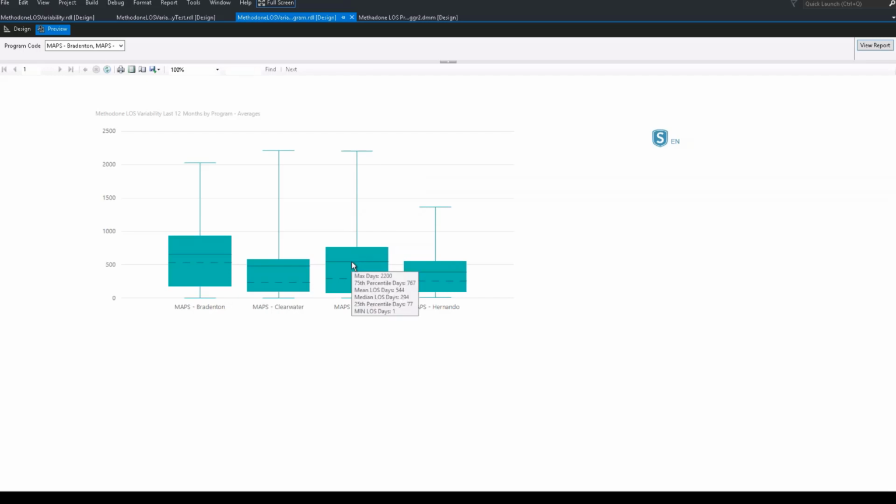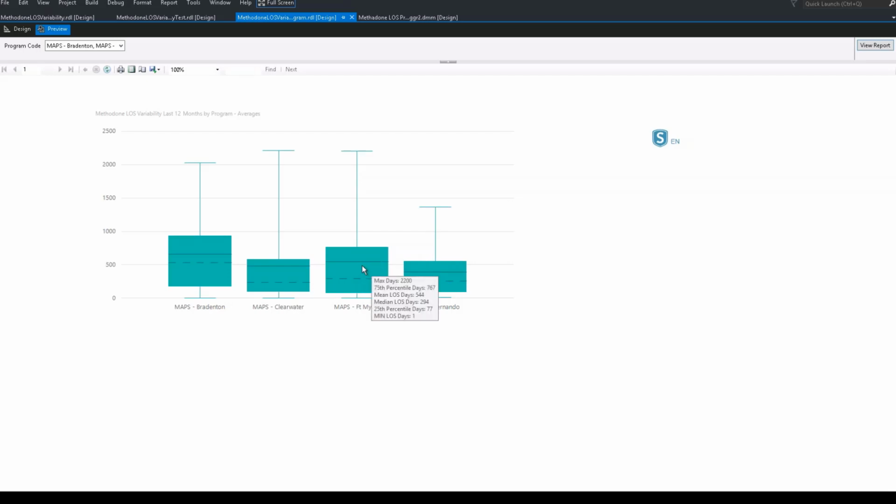So you can see that the 75th percentile is 767. The mean is, let me pull that up, 544. The median is 294. The 25th percentile is 77, and the minimum is 1 day. So we can see where the bulk of the data lives. So the 75th to the 25th percentile is this green box.